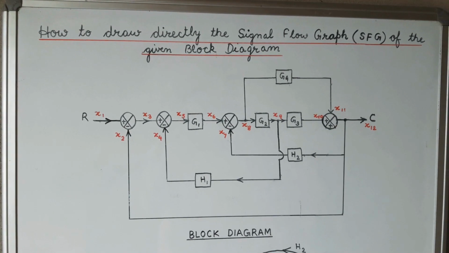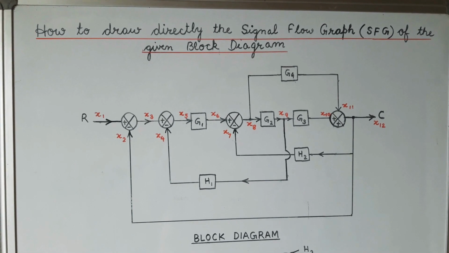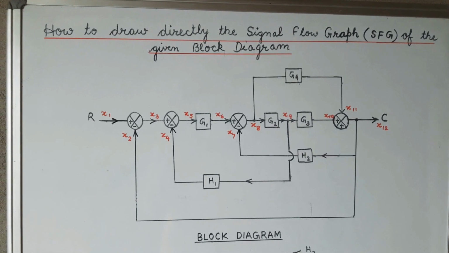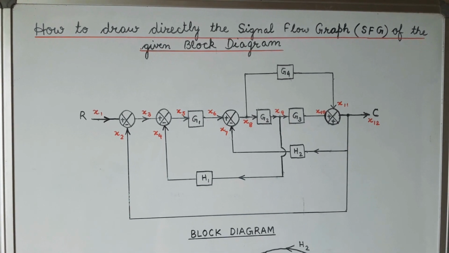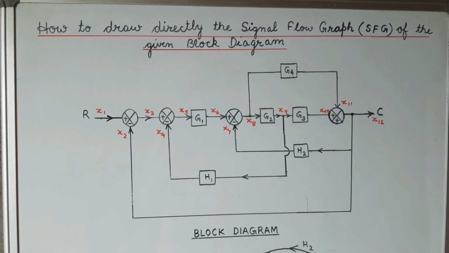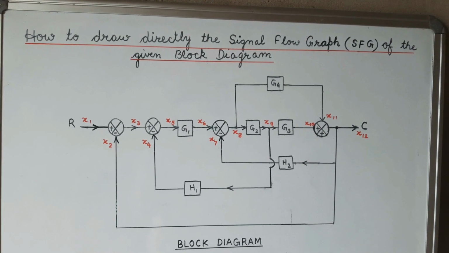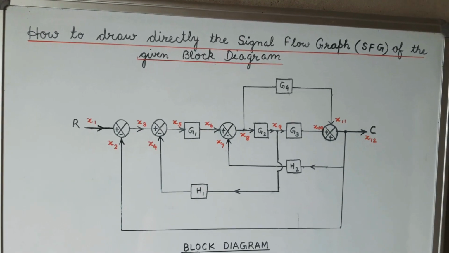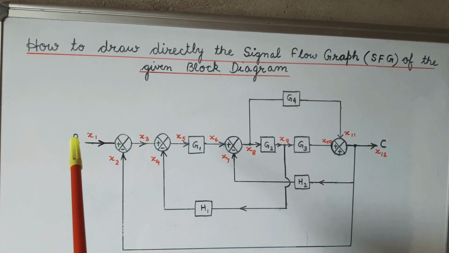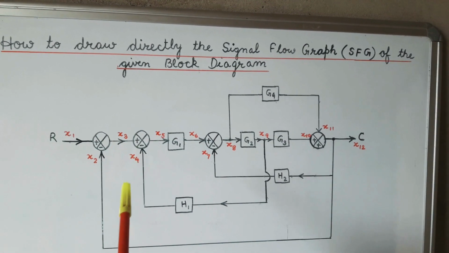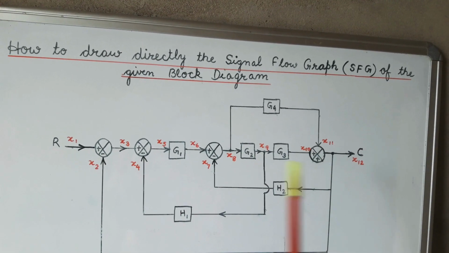We know that whenever we want to draw the signal flow graph of a given block diagram, then we have to mark all the variables by the symbol X, and the gains are represented by arrow-headed line segments. So first of all, we will mark all the variables by the symbol x1, x2, x3 and so on. As you can see in this figure, we have marked the variables by the symbol x1, x2, x3, x4, x5, x6, x7, x8, x9, x10, x11 and x12.